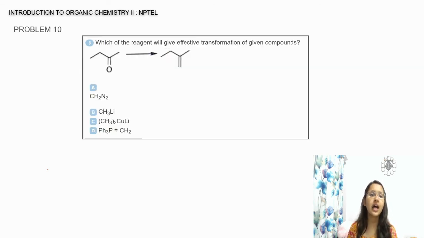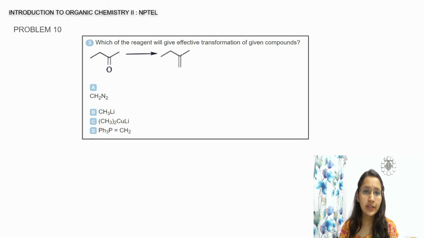Now coming to the last problem of this session. So this will be the last problem, and guys, please pay attention to it as it is a very important reaction and also a very effective transformation for converting a ketone to an alkene. As you have seen, many reagents are there to convert this ketone to alkene. They are asking whether this transformation will take place with diazomethane, methyl lithium, Gilman reagent, or a Wittig reagent, right?